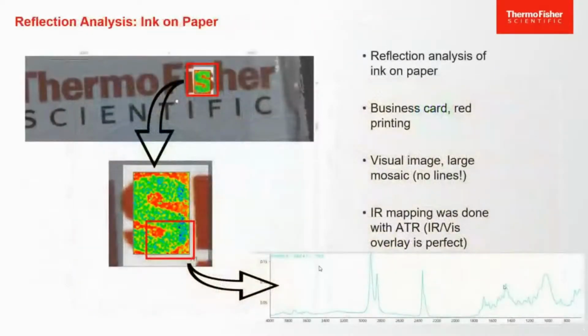This is one more, where we're looking at a business card, and you can see at the top the size of the image. Notice that it's very large, so we covered a lot of area with that mosaic. You're not just limited to a small area with the RaptIR microscope, so we see the entire business card, or the portion of the business card we want to analyze. And then at the bottom, you see the map that we collected, and then the spectrum of the various points within the map, and you can see the correlation between the visual and the infrared data is outstanding.